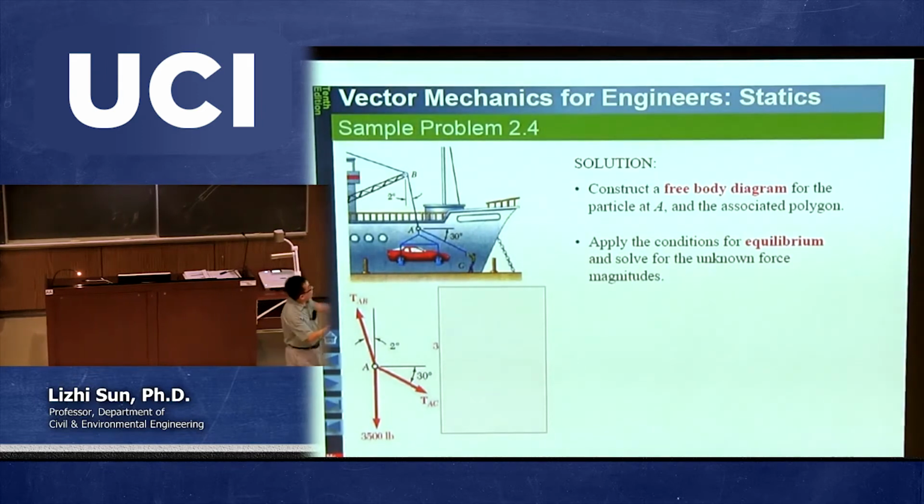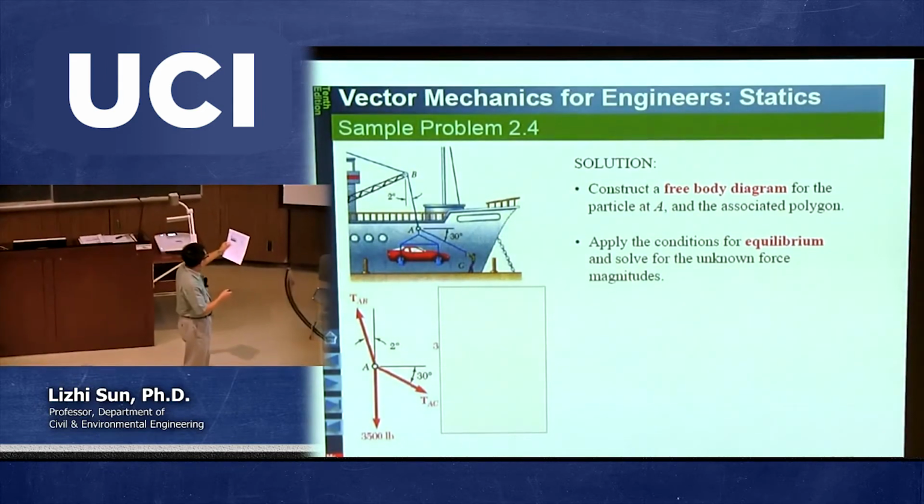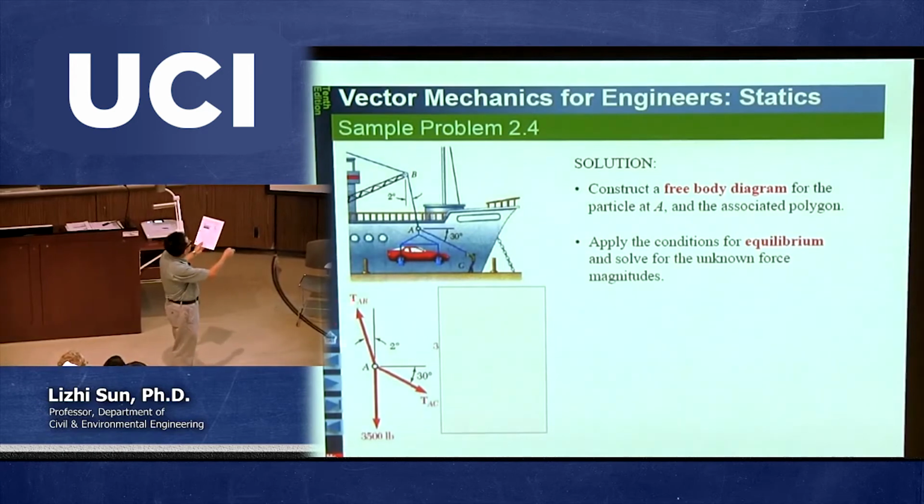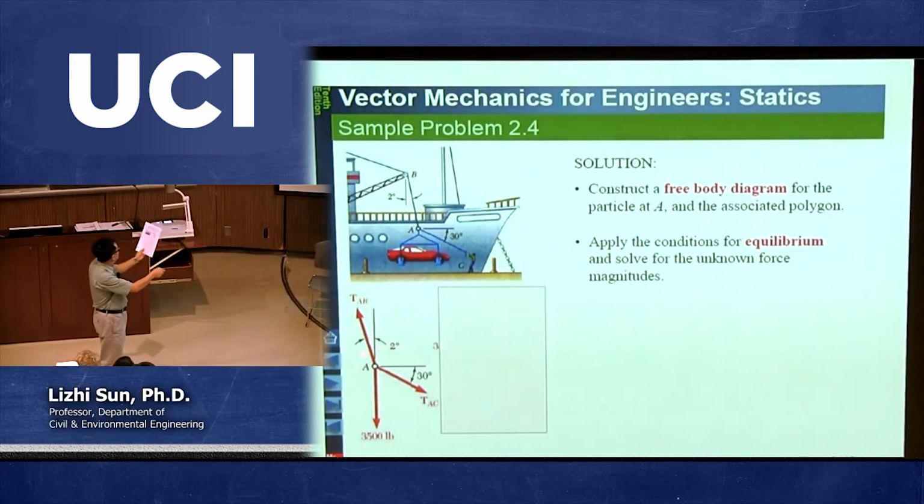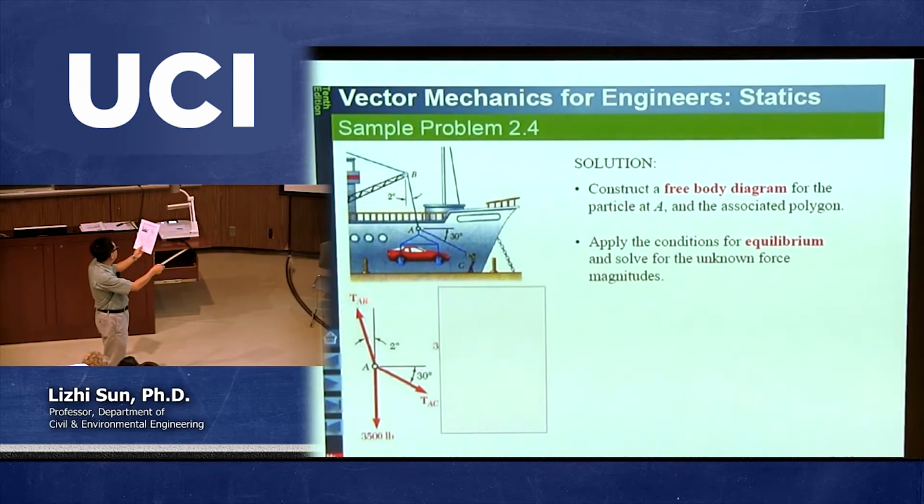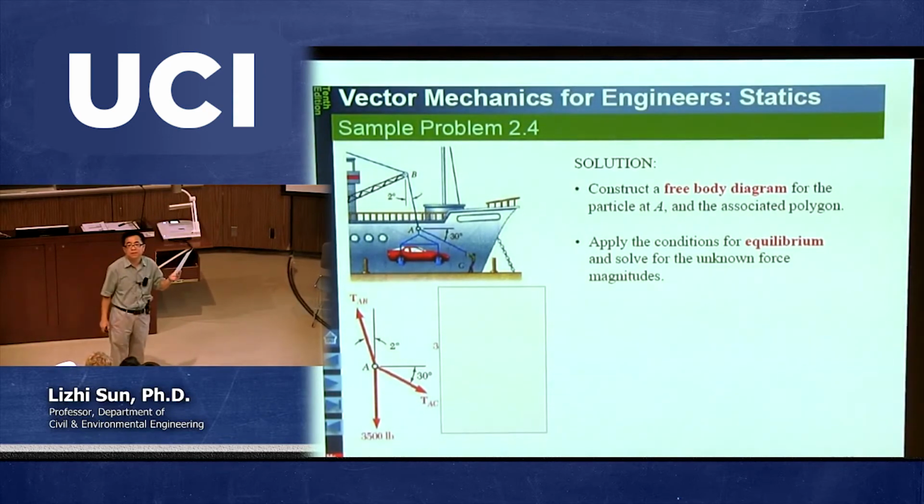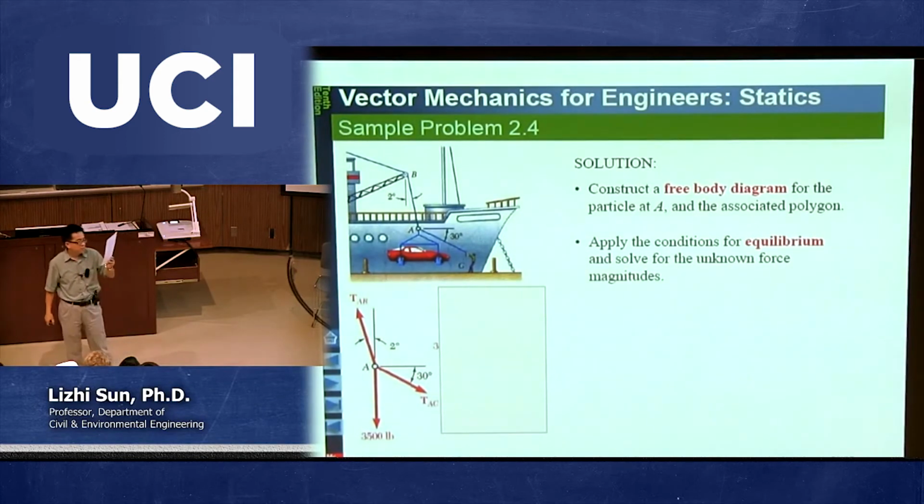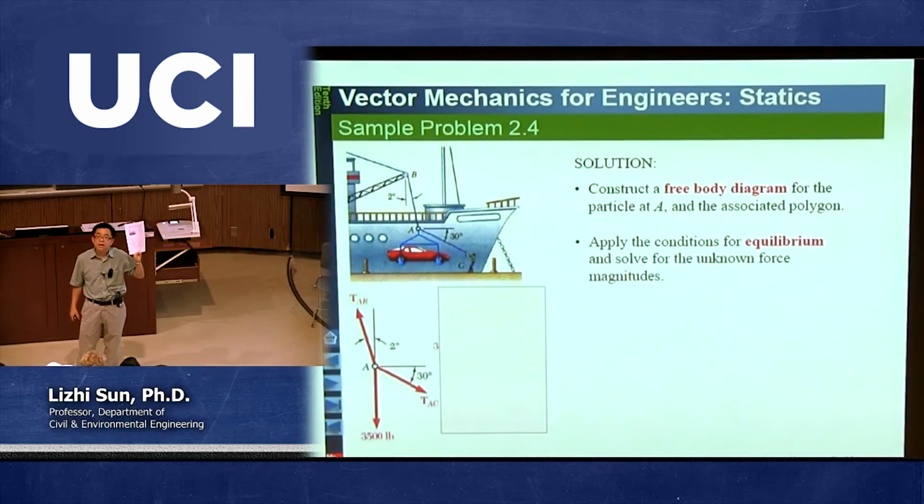Okay, so finally, after you get these 2 equations, TAB, that's this one, right? So TAB, the angle is given 2 degrees. The magnitude TAB equals 3,570 pounds. That is this one. And then what's the TAC? TAC is 144 pounds.